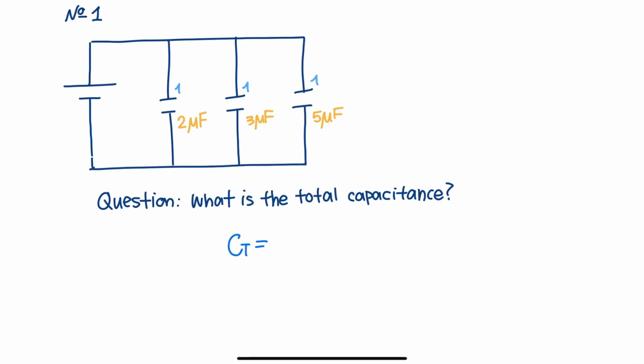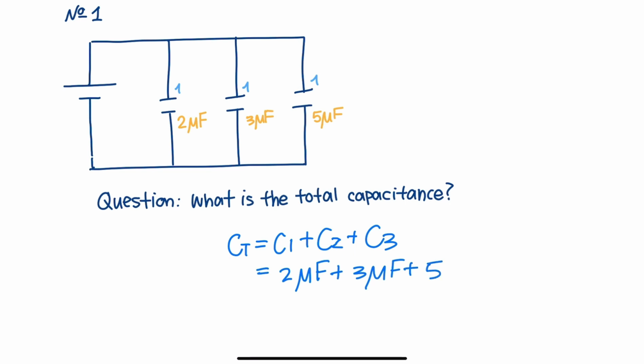C total equal to C1 plus C2 plus C3, which will be 2 millifarads plus 3 millifarads plus 5 millifarads. If you sum it up, you will get 10 millifarads. And this is our answer.